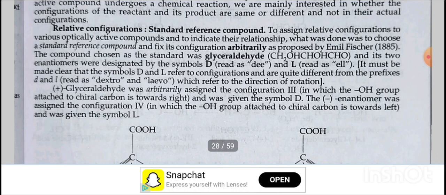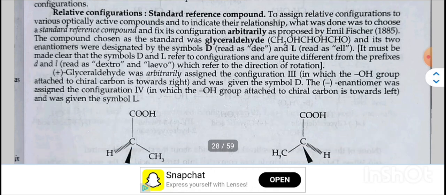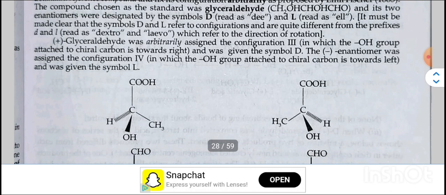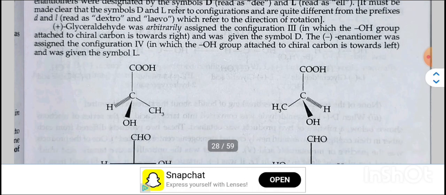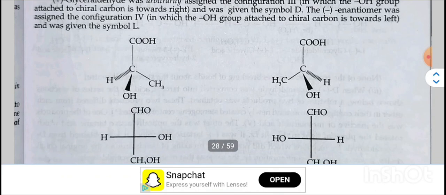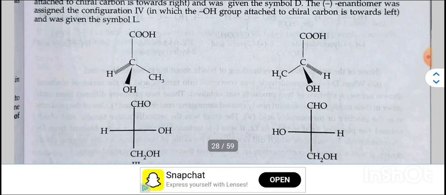It must be made clear that the symbols capital D and capital L refer to configuration and are quite different from the prefixes small d and small l, meaning dextro and levo, which refer to the direction of rotation. Positive glyceraldehyde was arbitrarily assigned configuration 3, in which the OH group attached to the chiral carbon is towards the right, and was given the symbol capital D. The negative enantiomer was assigned configuration 4, in which the OH group attached to the chiral carbon is towards the left, and was symbolized by L.